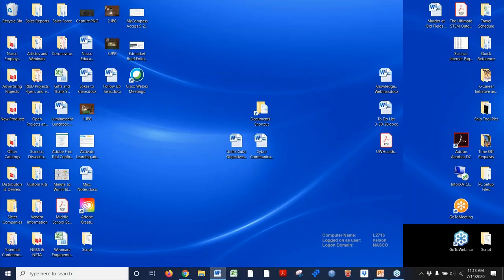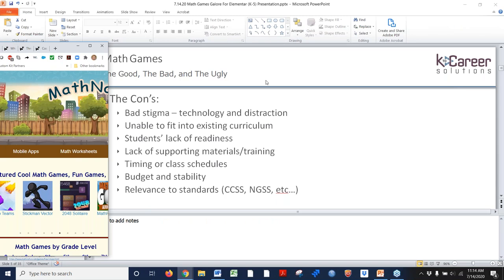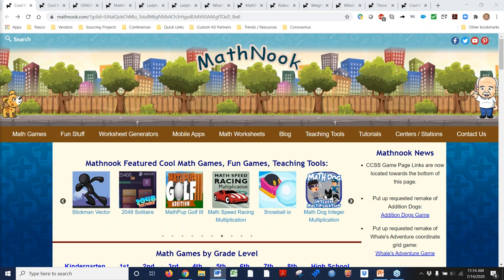We're going to go to something called Math Nook. I'm going to exit out of this presentation so you can get a good visual of Math Nook. The first website, like I said, is going to be Math Nook. It's one word. Maybe you've heard of it, maybe you haven't, and again, that's okay. It's a website with a variety of games and resources you can use.